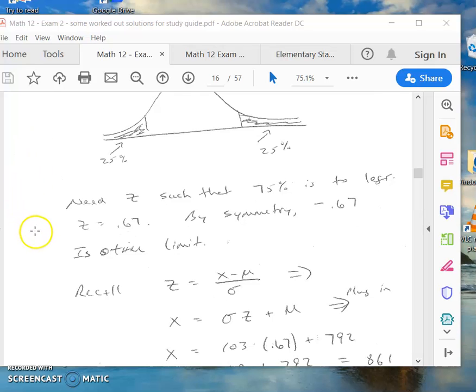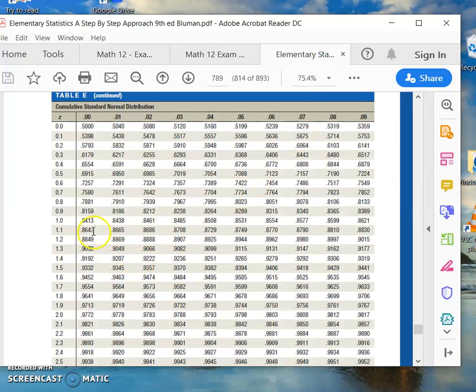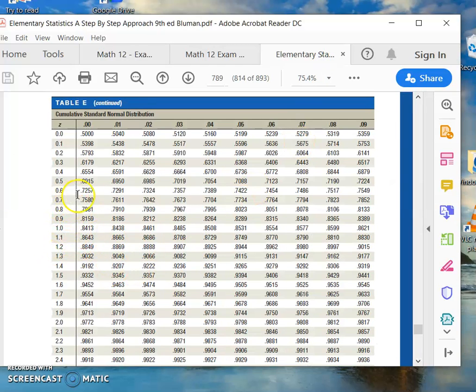So what's it going to be? What z value do I have such that 75% is to the left? Well, we get it from the table. It's real simple. I'm cheating a little bit because I already know what it is, but all you do is look it up and find it. Here it is, right here, 75.17%. That's as good as we're going to get. What is that number? It's 0.6, that's the row, and then the column is 0.08. So 0.68 is the magic number that we're looking for.